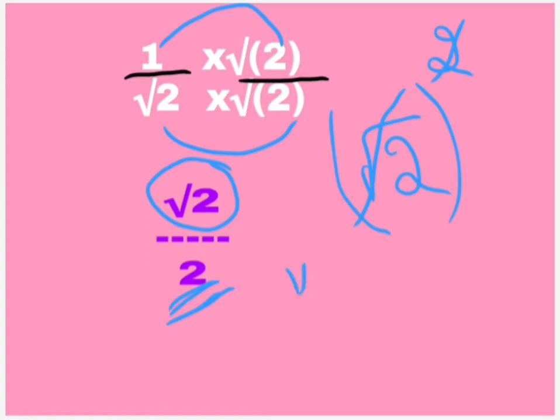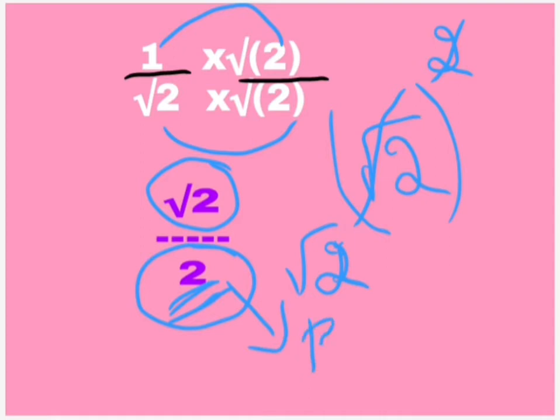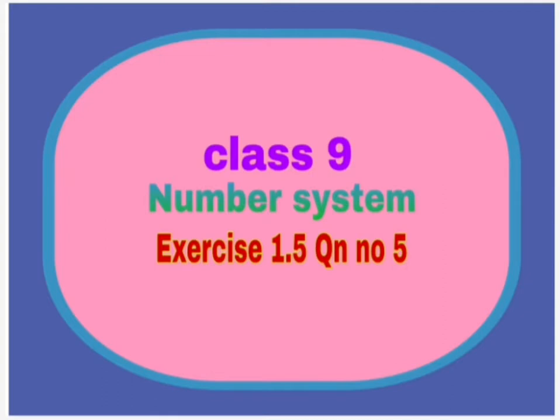Now the root 2 in the numerator is irrational, but the numerator can be irrational. The denominator cannot be irrational. That's why we did this multiplication and at the end we are getting a rational number in the denominator. So this process is the rationalization of the denominator. I hope you understood the concept. Now let us move on to the exercise question.